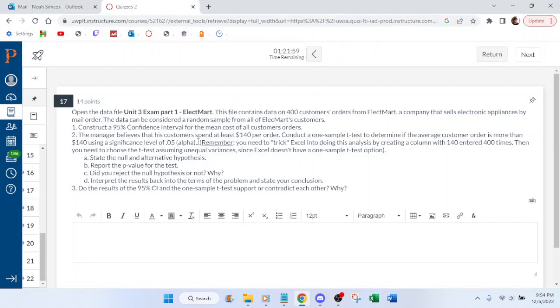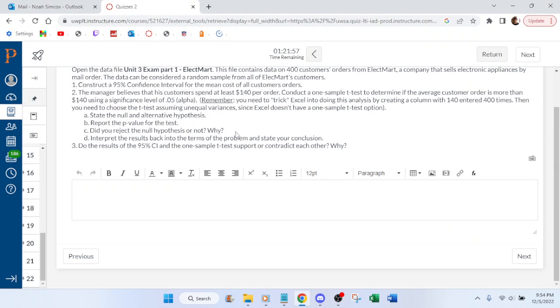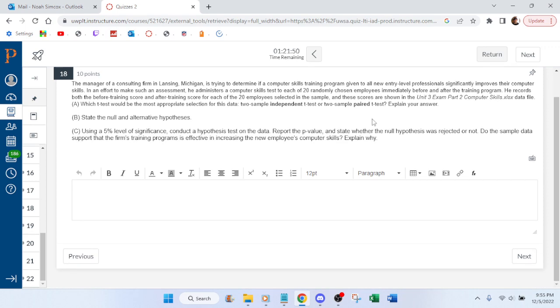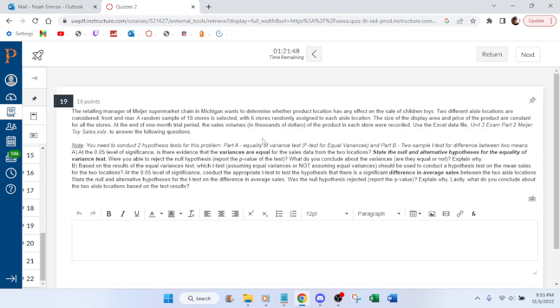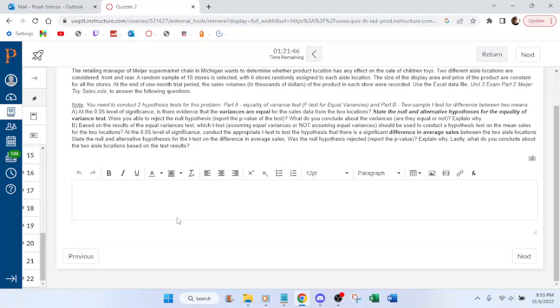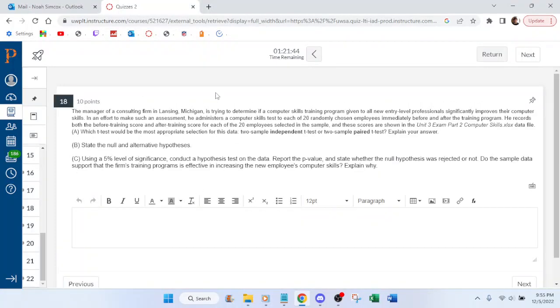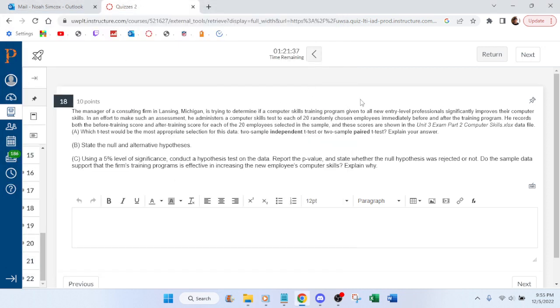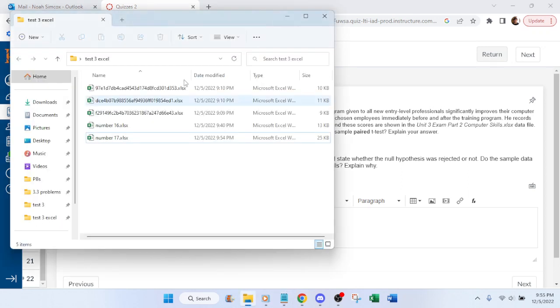And which of the questions is going to be spread out over multiple questions for some reason? Let's see. So we have computer skills. And it looks like the computer skills one is going to be one question. So where's the computer skills question? Let's see, what is this anyways? So training program. There's two tests, and so it's going to be a paired test. So let's see.